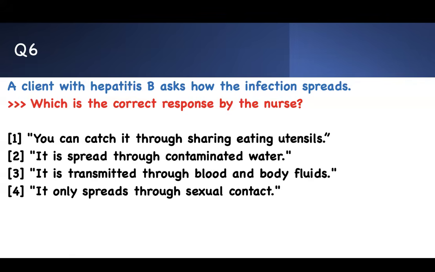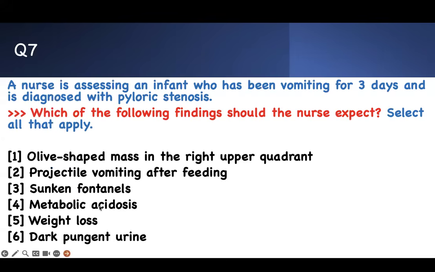It is spread through contaminated water. Water is not body fluid. It is transmitted through blood and what? Body fluid. It only spreads through sexual contact. Sexual contact is body fluid, but the word "only" changes it. Therefore, I'll pick 3. Three is always a good one if there's no absolute information such as "only."